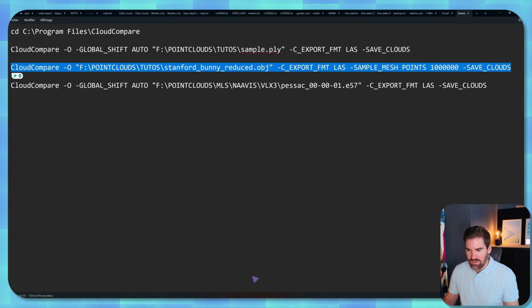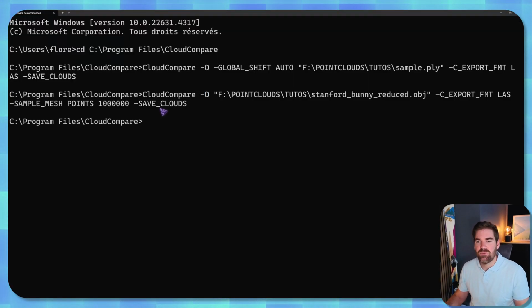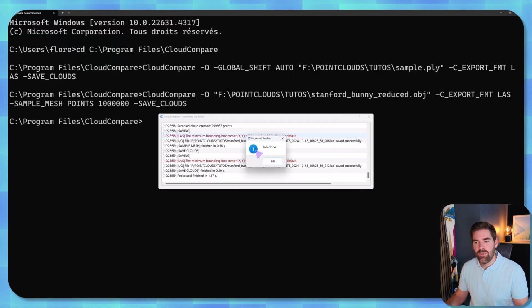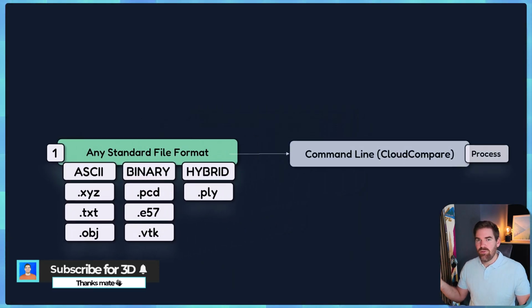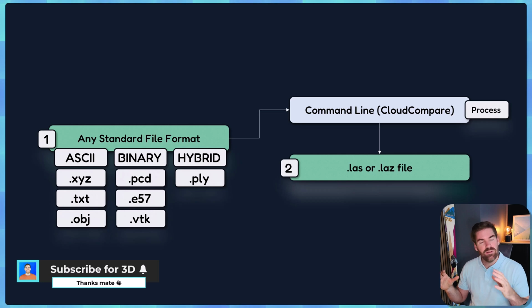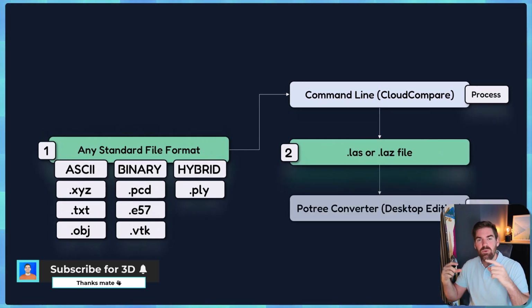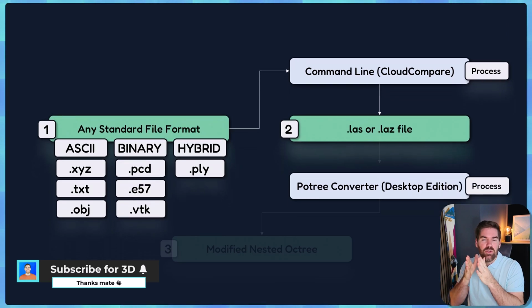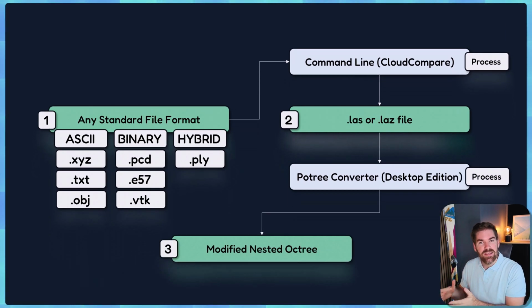So I take it and I take it for red. So again, it will open CloudCompare and it processes my point cloud. We went from any format to the LAS file format. Again, it's optional, the LAZ is better for compression. And we would go from this common file format to what is called a modified nested Octree.